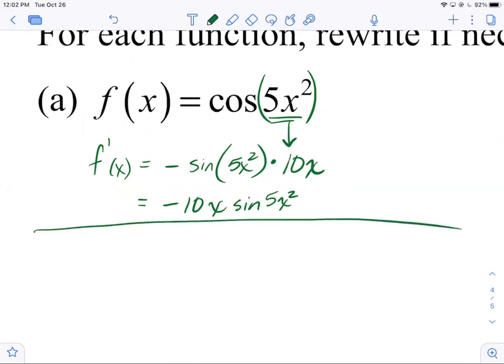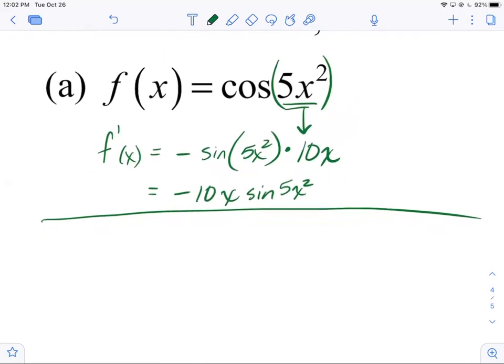Let me show you another way to do it that I was going to do in the very beginning. You remember Leibniz form with the mousetrap in the beginning with the dy/dx everything? Here's what this would look like in Leibniz form. I'm going to first of all call f of x y equals. So let's let y equal cosine of 5x squared.